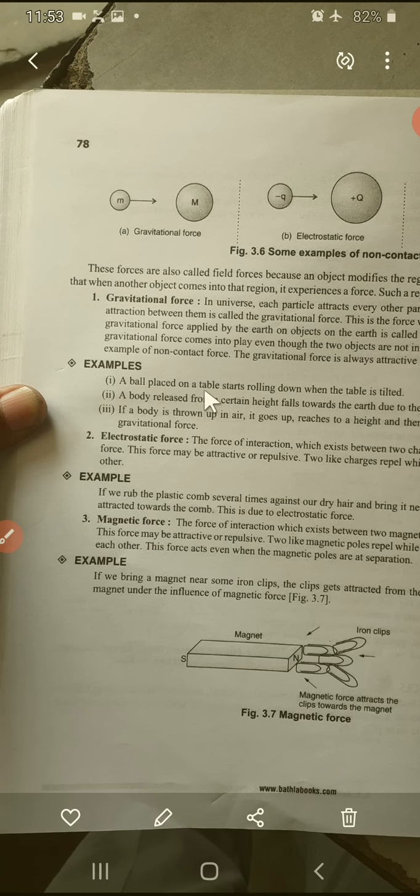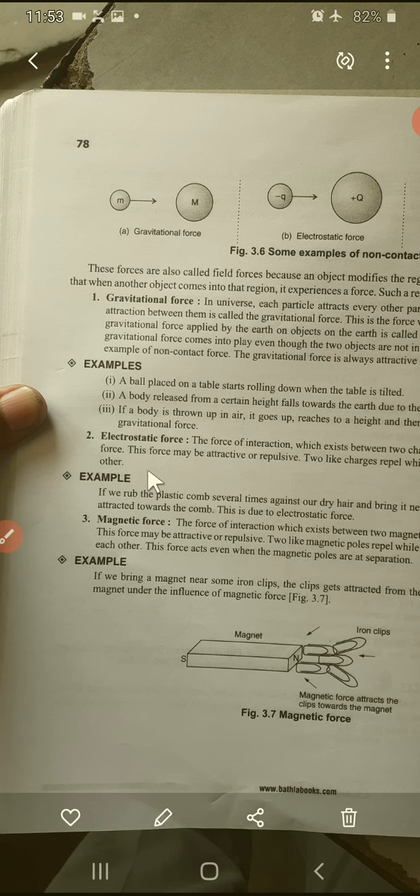Example: a ball placed on a table starts rolling down when the table is tilted. If we tilt the table, the ball rolls down. Why? Because the earth is applying a force on the ball. This type of force is called a non-contact force because the ball and earth are not in physical contact.